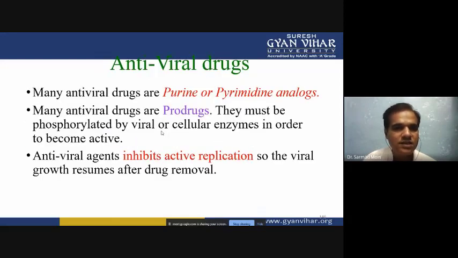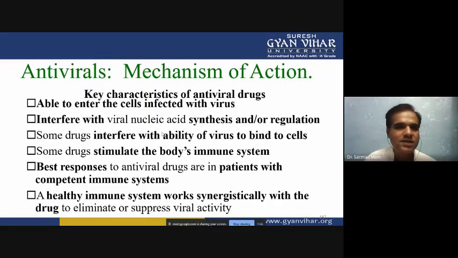So antiviral drugs are very useful against these types of viral infection. Many antiviral drugs are purine or pyrimidine analogs, and many antiviral drugs are prodrugs. They must be phosphorylated by viral or cellular enzymes in order to become active. Antiviral drugs inhibit active replication, so viral growth is suppressed. The main purpose of these antiviral drugs is to inhibit replication, so the viral infection will not spread in the body. Now, mechanism of action.